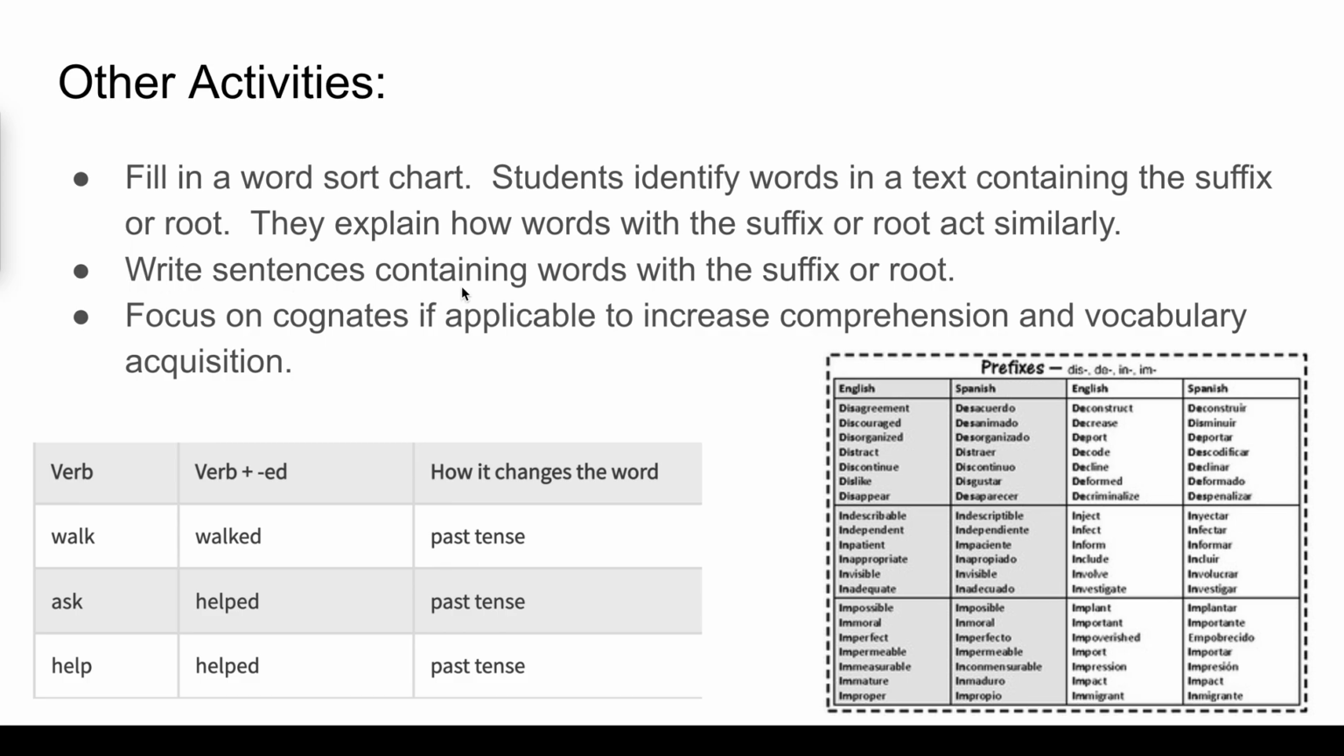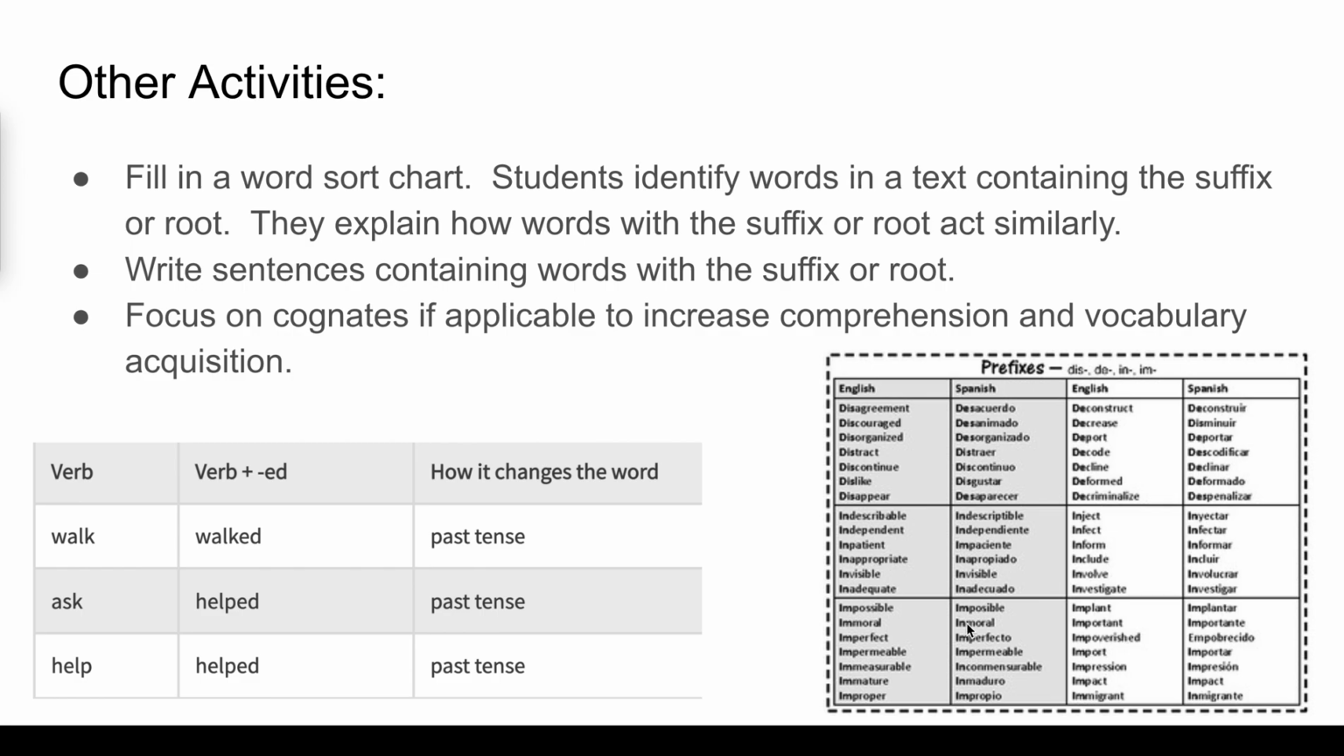Students can also write sentences containing the words with the suffix or the root. They can focus on cognates if it's applicable. So if you're working with a student who speaks Pashto, there's not really going to be cognates. If you work with a student who speaks a Romance language like Spanish or French or Portuguese, you're going to have a ton of cognates.